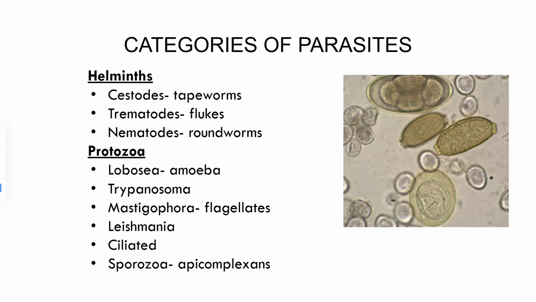For protozoa, we have Lobosea, also known as amoeba, Mastigophora, or the flagellates, the ciliated ones, of which there's really only one ciliated one, and the sporozoa, also known as apicomplexans. So protozoa are mostly named based on how they move, while helminths are mostly named based on the shape of the adult worm. And then this is a picture showing eggs of various helminths.